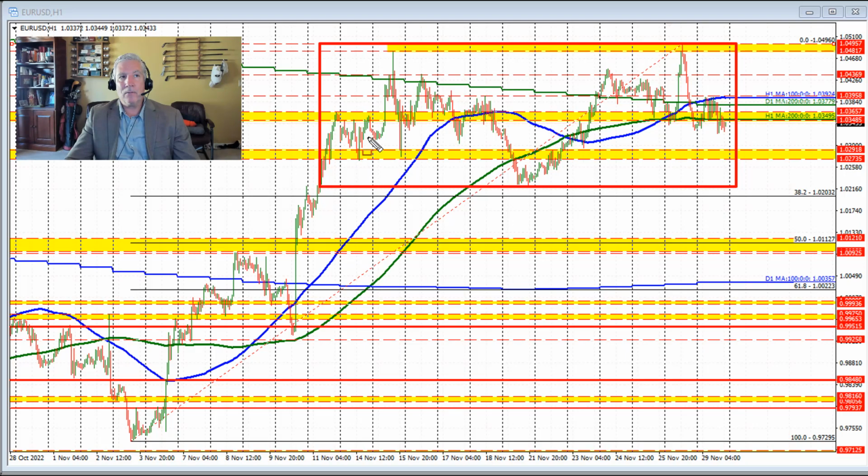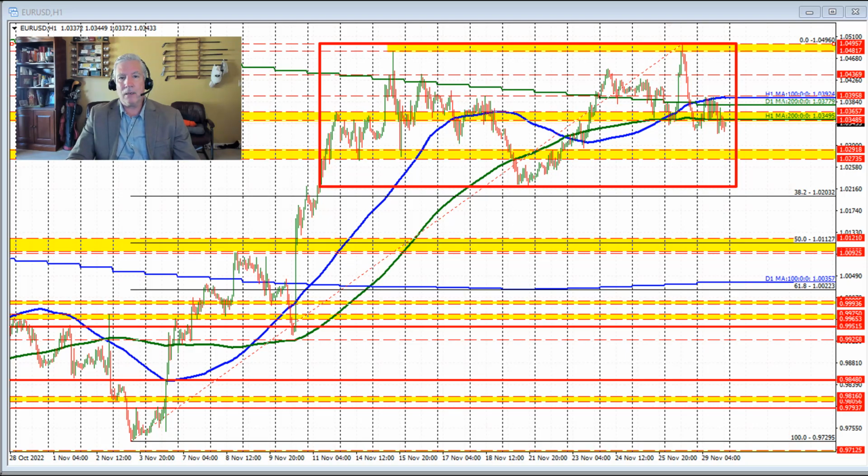But we must also understand that there are lots of ups and downs here as the market tries to decide what it wants to do. One of the things that the market is struggling with is the ECB rate decision, which will take place in the mid part of December. I know it's December 15th.